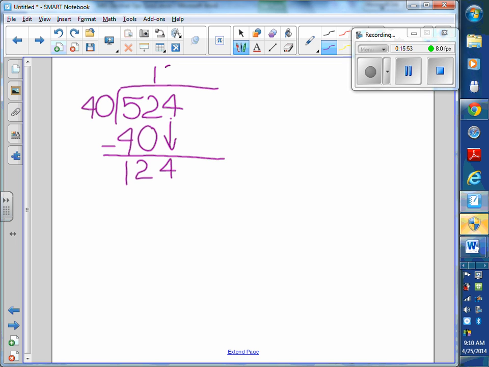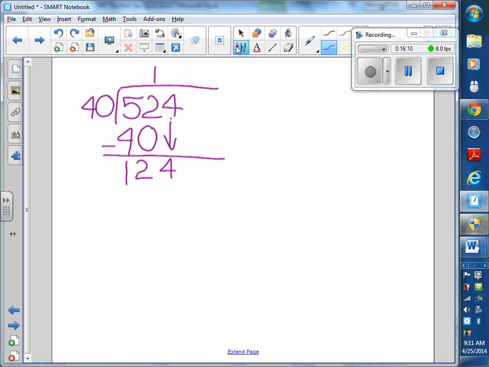Forty into 124. 30 or 40? Well, count by 40. 40 plus 40 is... what's 40 plus 40? 80. Add another 40. 120.